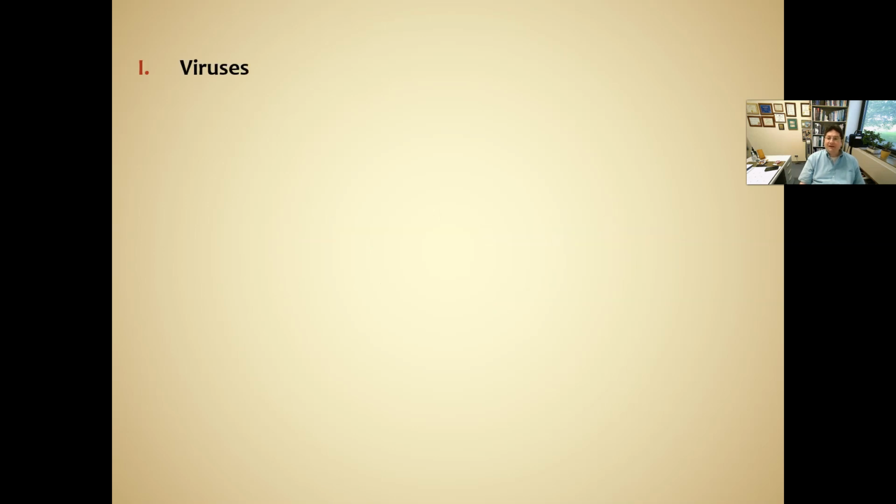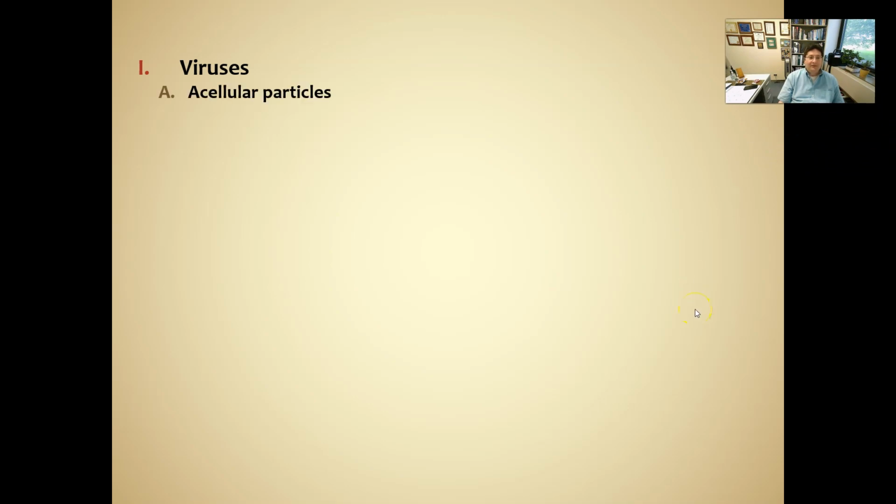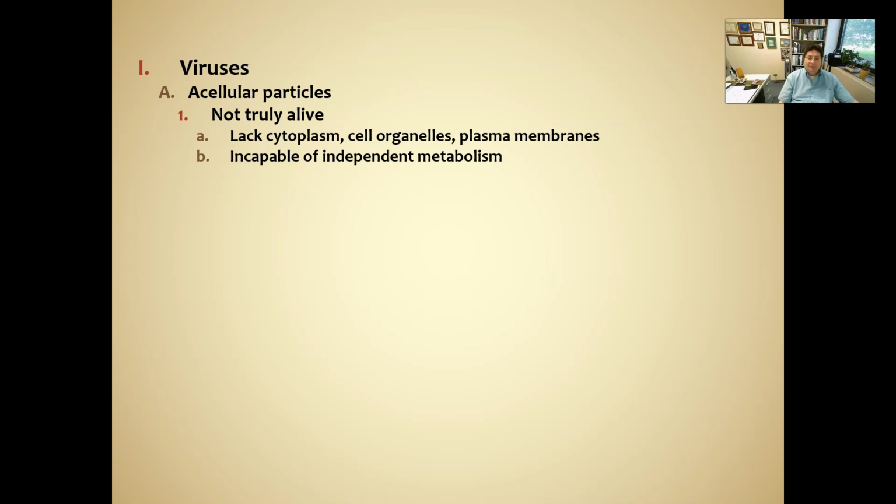Okay, so let's define a few terms. What is a virus? Now remember, everyone, and we talked about this back in chapter 1, viruses are acellular particles. They're not cells. And because a cell is the smallest thing that is itself alive, the smallest thing that can be considered living, viruses are not truly alive. They lack cytoplasm, cell organelles, and plasma membranes.